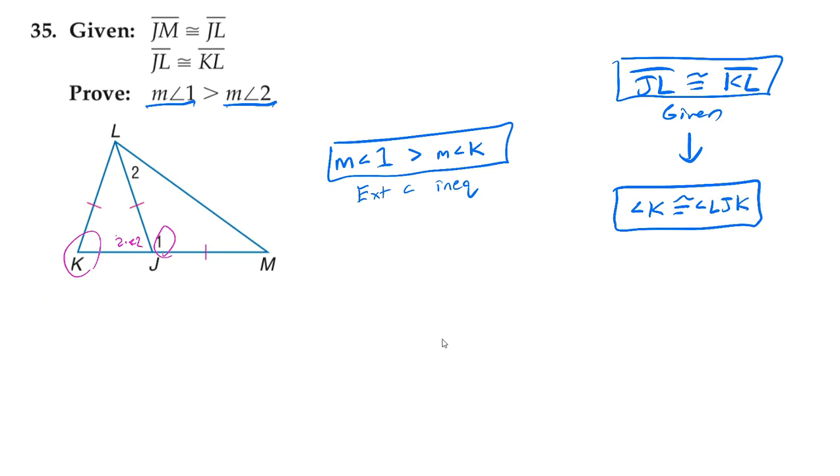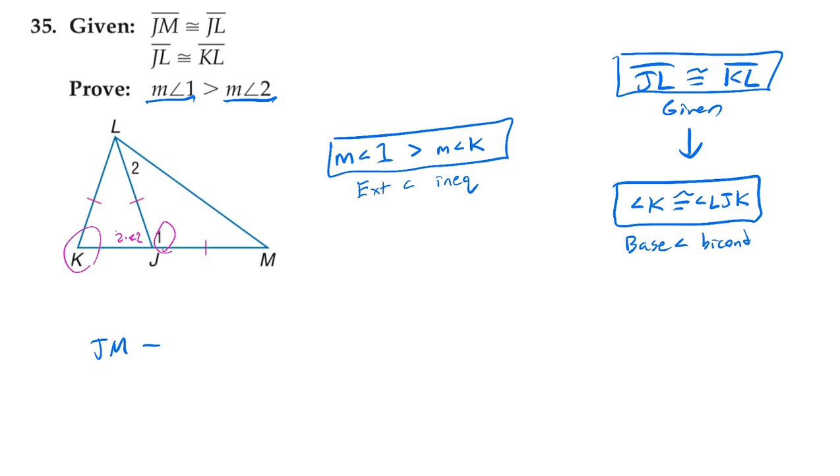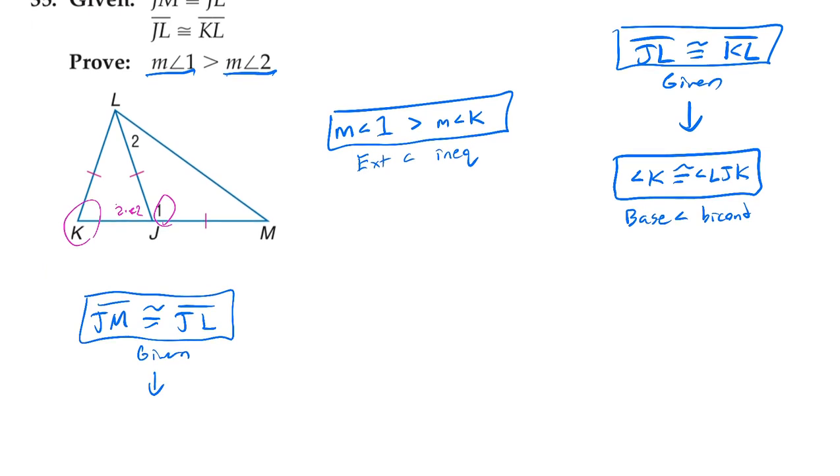Right? And so how are we going to use that to get angle 2? Well, the way we're going to get that is by using the isosceles triangle on the right. Sorry, this was the base angle biconditional, so we're going to put that off to the side too. And now, because we had JM congruent to JL, that was the given, again we do the base angle biconditional. So we get angle 2 is congruent to angle M, and that was the base angle biconditional.